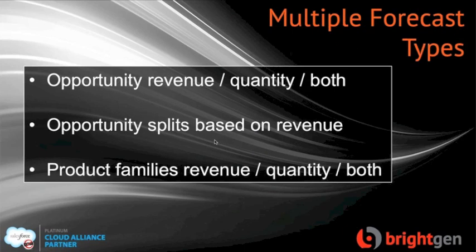And some additions to the forecasting functionality. Sales teams can now use up to 4 types of forecast. So that allows them to predict sales from multiple perspectives. So the available options are opportunities based on revenue, quantity, or both, opportunity splits based on revenue, and product families based on revenue, quantity, or both.